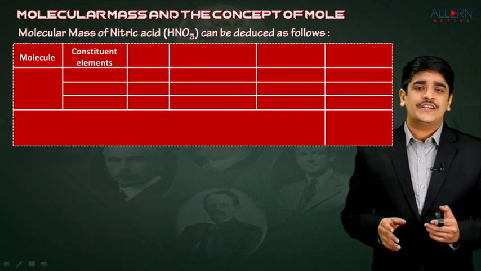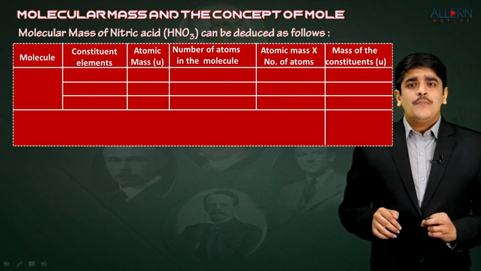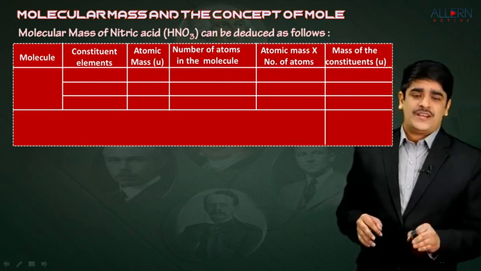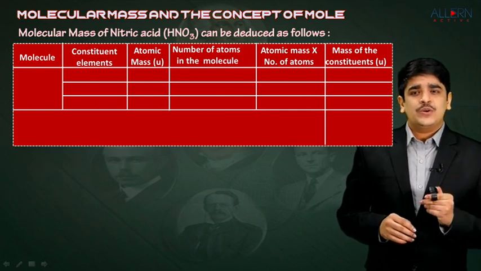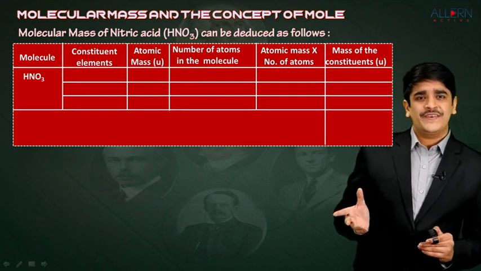Let's go with another example so that the concept becomes even more clear. Now, the molecular formula for nitric acid is HNO3 and we need the molecular weight, the molecular mass, of nitric acid. How are we going to do it? Let's look at the molecule first. What is the formula? HNO3. Something that we already know. It's already given in the sum.